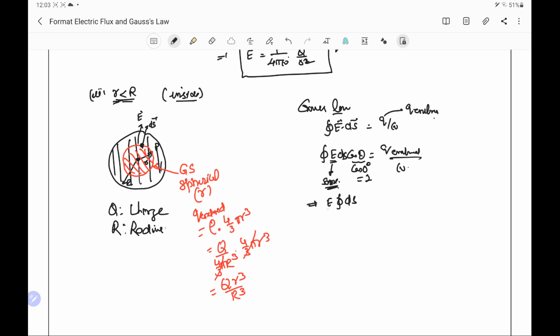Therefore, it remains E integral ds equal to Q enclosed, and Q enclosed we have calculated, it is Q into r cube by capital R cube into epsilon naught. Hence, integral of ds, that is the surface area of the Gaussian surface, is 4 pi small r square, because small r is the radius of the Gaussian surface. So it will be Q r cube by R cube epsilon naught.